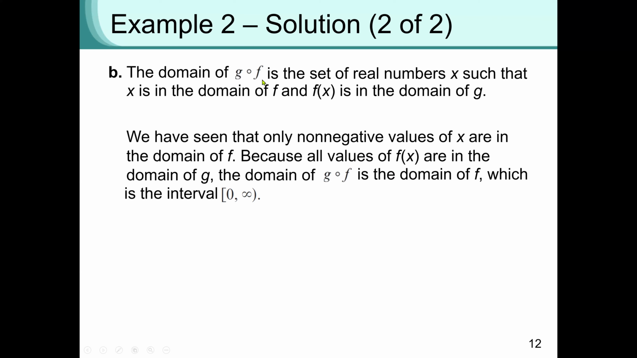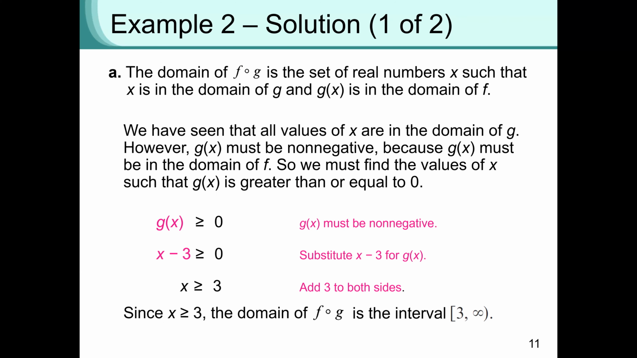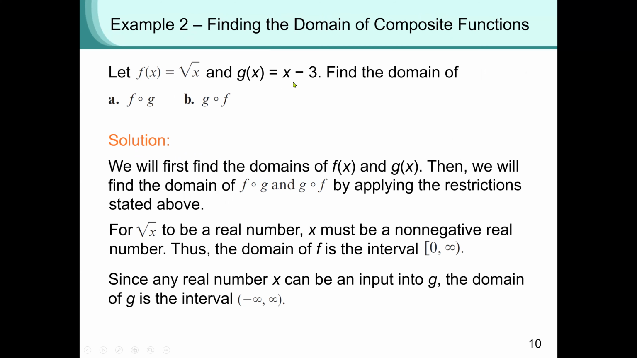Because G composite F means F at x will be inside G. And we know that from the function, G is x minus 3. So if I'm looking for F composite G, then it will be F, G at x will be x minus 3. And also the other way, G composite F means we have G at square root of x. F will be inside G.